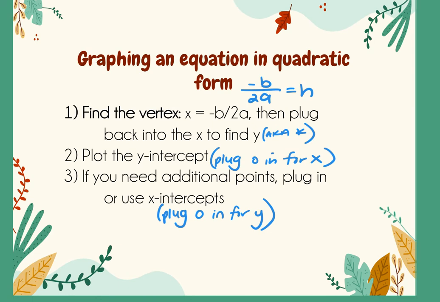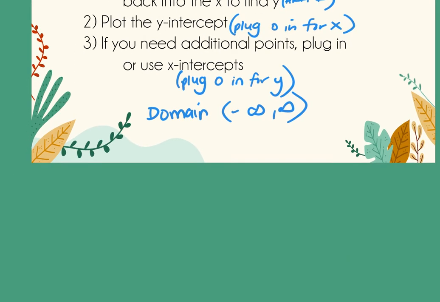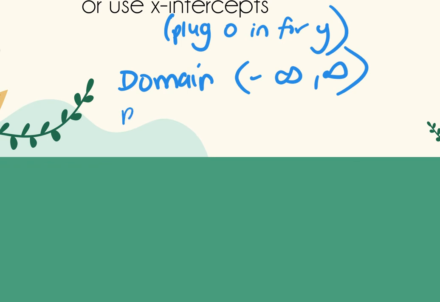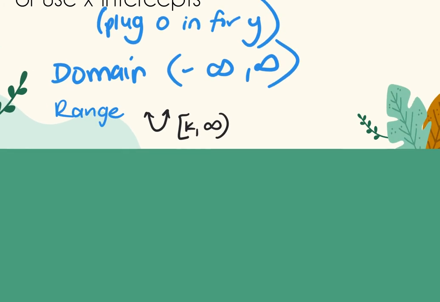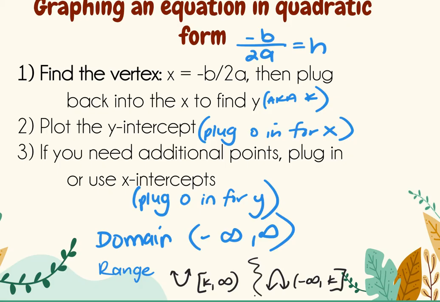And then it can ask you things like domain and range, okay? Domain, because these are parabolas, is all real numbers every time. Range, if it opens upward, is the k value, which is the y value of your vertex, to positive infinity. And if it opens downward, it's negative infinity to k. So both of those are going to be k, because that's the y.